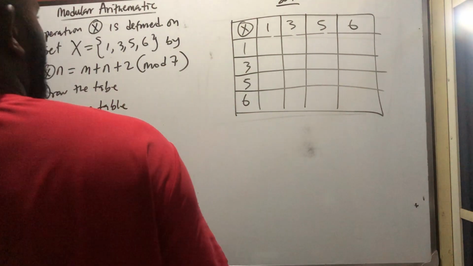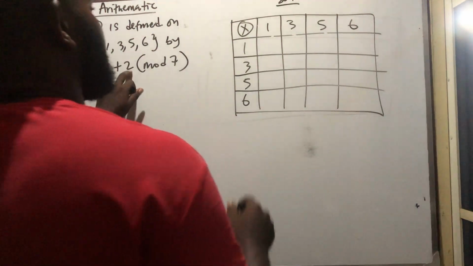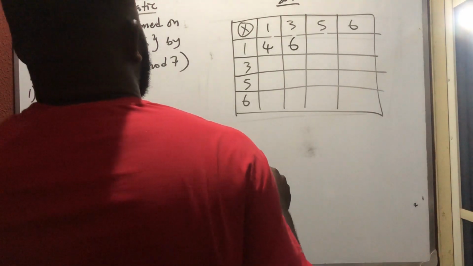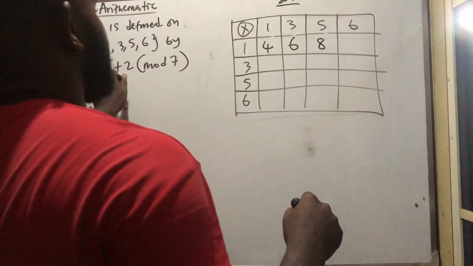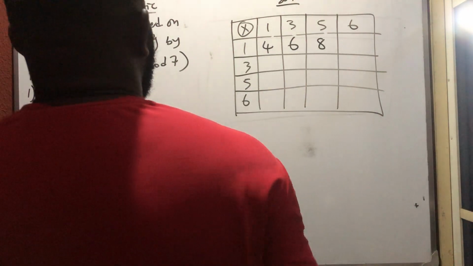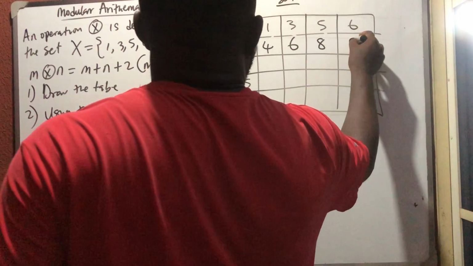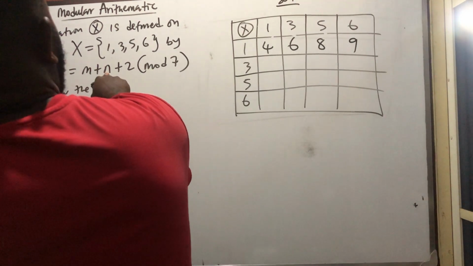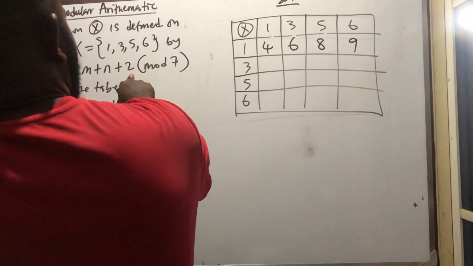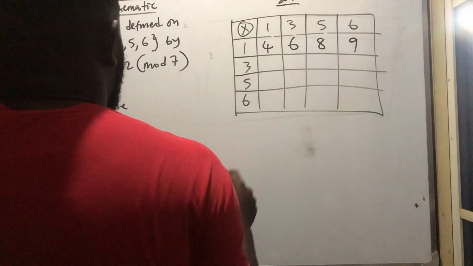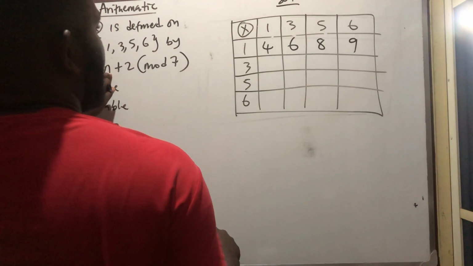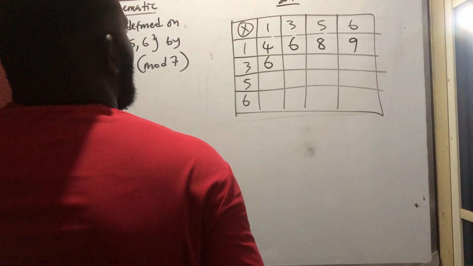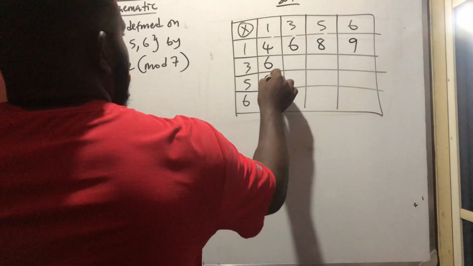Okay. So when 1 operates on 1, is 1 plus 1, 2. 2 plus 2, 4. 1 plus 3, 4. 4 plus 2, 6. 1 plus 5, 6. 6 plus 2, 8. 1 plus 6, 7. 7 plus 2, 9. Let's check again. Very correct. Then 3 plus 1 is 4. 4 plus 2 is 6. 5 plus 1, 6. 6 plus 2 is 8. Then I'm having 9 here.